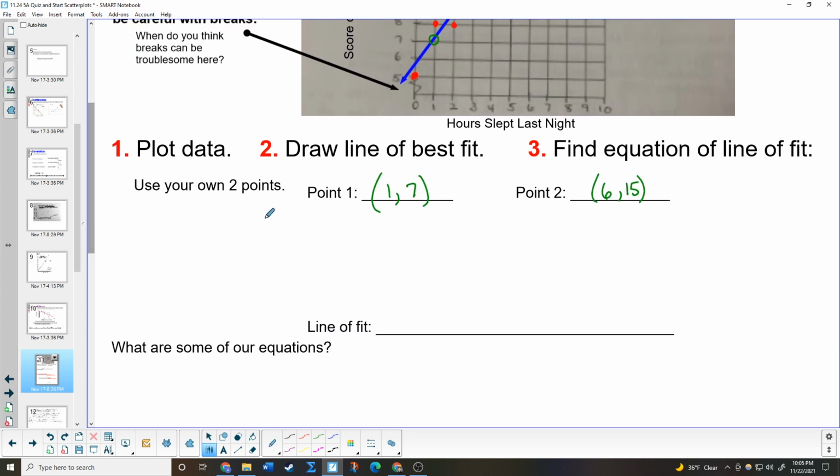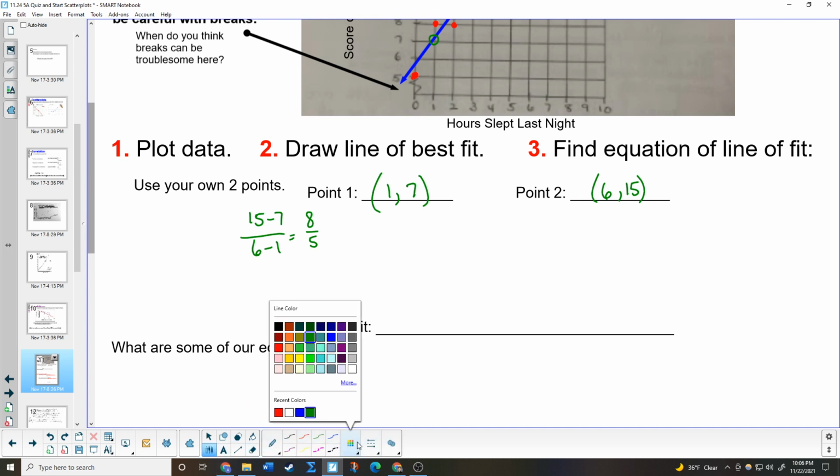So I'm going to go ahead and find the slope, like I said. 15 minus 7 over 6 minus 1, which is going to be 8 over 5. You may have a different slope, and that is okay. I will have an acceptable range, and we'll talk about that in the class when I'm there.